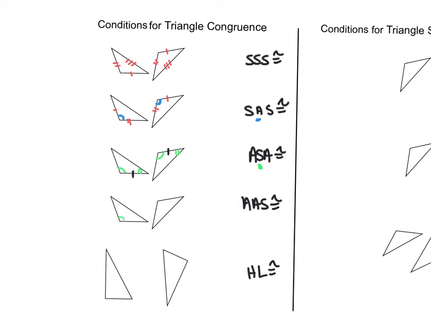Looking at angle, angle, side, again, I have 2 pairs of angles that match up, but this time the side is not in between the 2 angles. And lastly, hypotenuse leg involves a right triangle. So I can only use hypotenuse leg if I know my triangle is a right triangle, and then I would have to know the hypotenuses are congruent and one of the legs is congruent to one of the other legs.